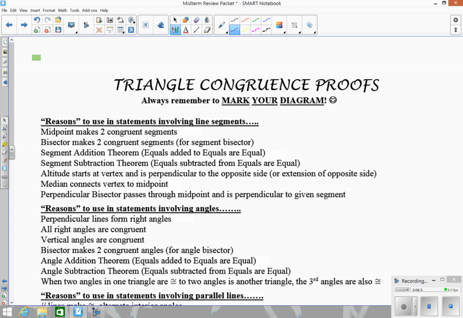There's some really common ones using line segments. We have midpoint, bisector, perpendicular lines form right angles, vertical angles when we talk about reasons that use angles. We have an angle bisector makes 2 congruent angles. So these are all different things that you want to make sure that you know and you're prepared to use them in a proof. One thing I want to point out, though, is always remember to mark your diagram. Whenever you're given a proof, always mark the diagram so that you can see what you're working with.